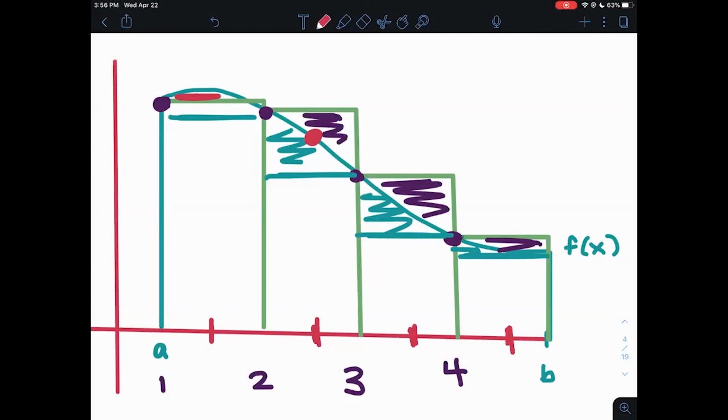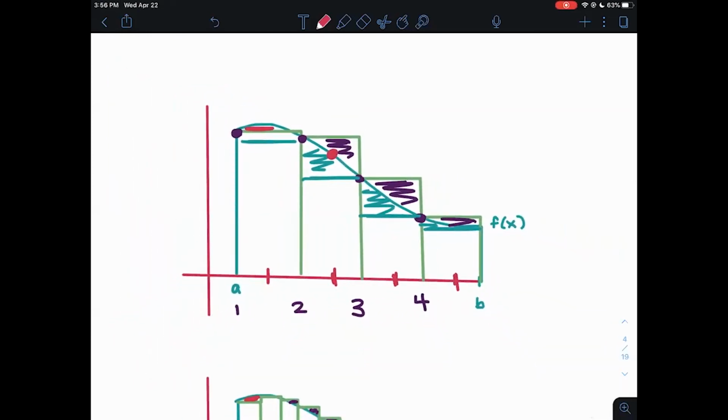We can also change shapes. There are trapezoidal approximations. There are other types of approximations, but this is the most basic concept or most basic idea. And if you conceptualize this, it'll hopefully not be too bad to apply to anything else.